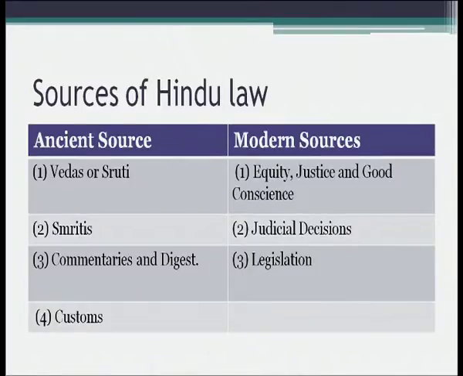Now, coming to the modern sources, the first category is the principles of equity, justice and good conscience, the principles that have been followed by the courts over a period of time. Then the specific judicial decisions over specific issues related to Hindu laws. And the last category is legislation. So, we have the Hindu Marriage Act 1955, the Hindu Guardianship and Minority Act, and the Hindu Adoption and Maintenance Act. These are the legislations, or the modern sources, of Hindu laws.